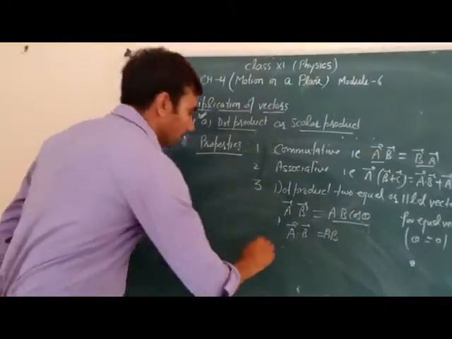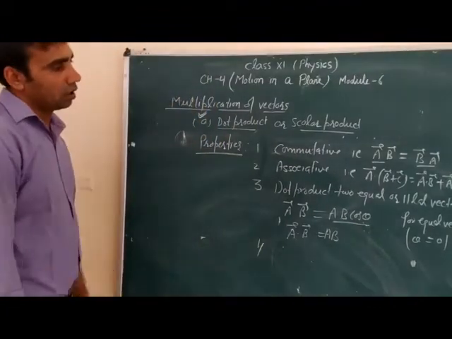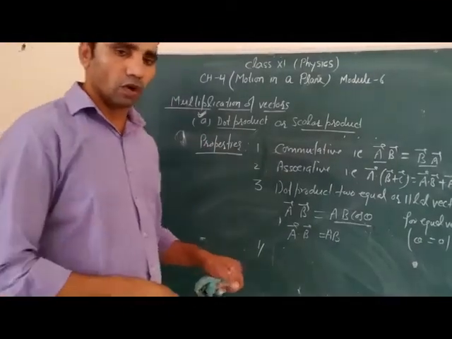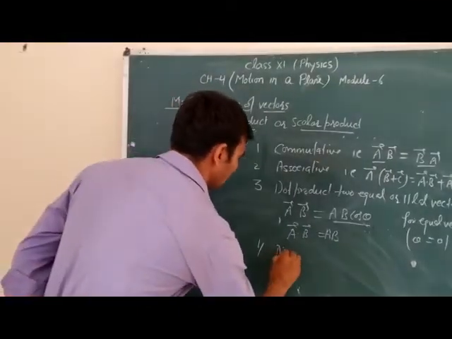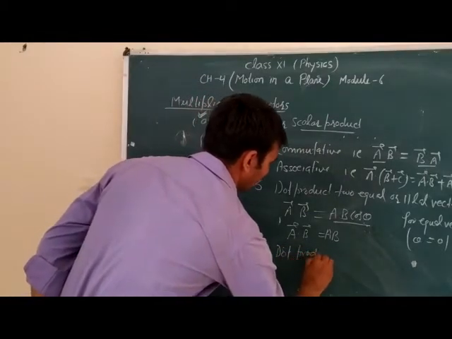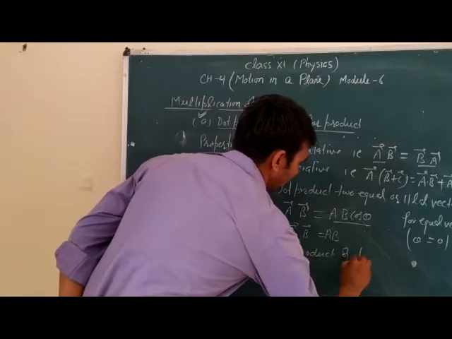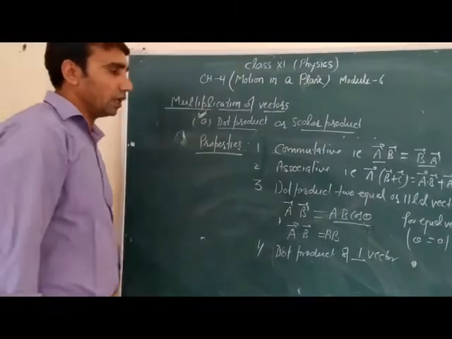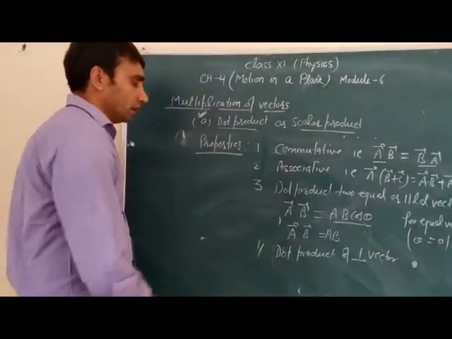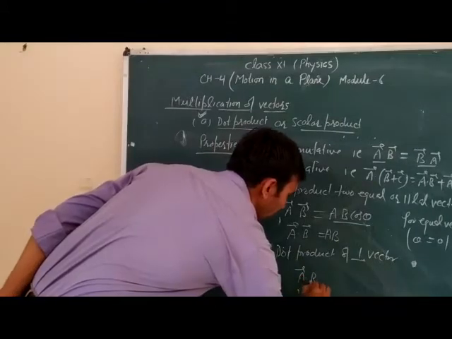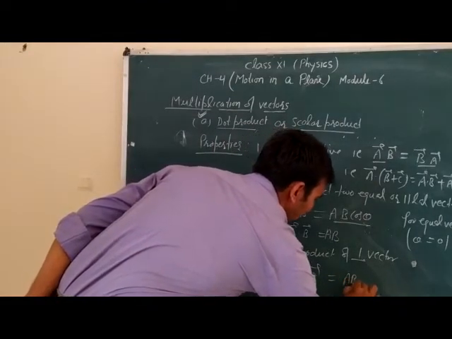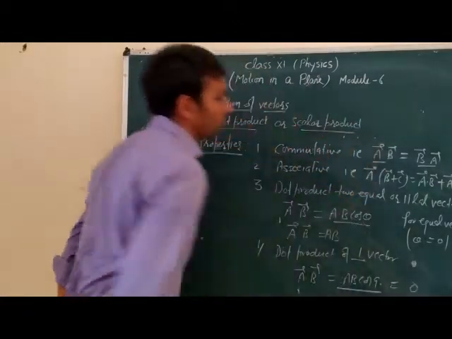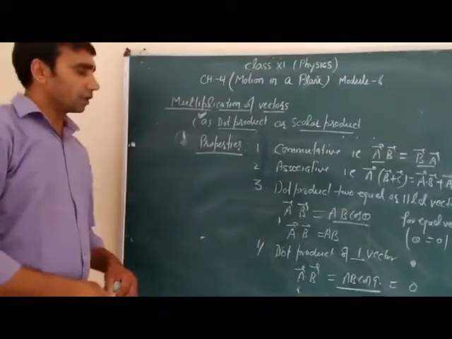Property number 4: the dot product of two perpendicular vectors. Perpendicular vectors means the angle between vector A and vector B is 90 degrees. Therefore, A dot B is equal to AB cos 90. Cos 90 is equal to 0. Therefore, the dot product is 0.